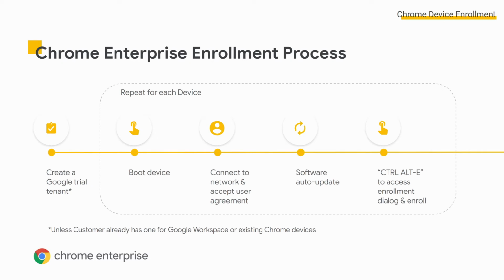The enrollment process for Chrome Enterprise is very simple. First of all, you need to create a Google trial tenant, except if the customer already has one for Google Workspace, for instance. Then boot the device, connect the Chromebook to a network and accept the user agreement. Then Chrome OS will check if an update is available or not. And finally, when you have access to the authentication step, press Ctrl+Alt+E to access the enrollment dialog and enroll.